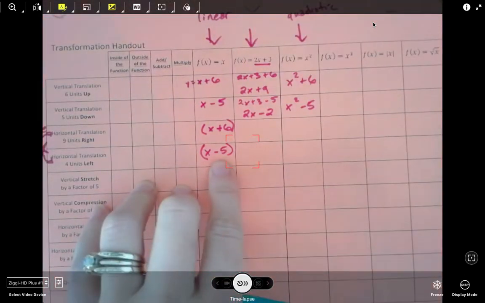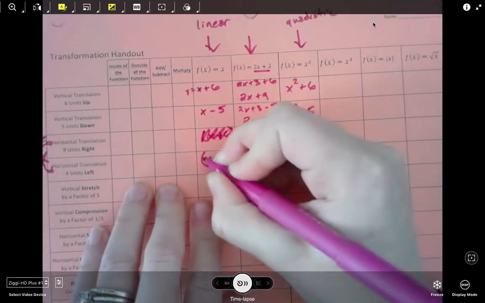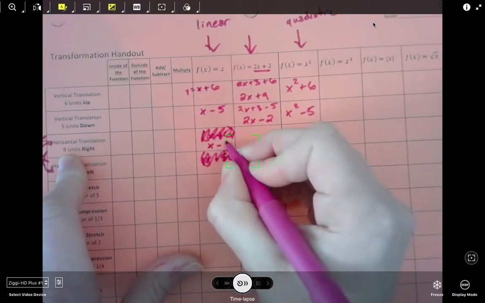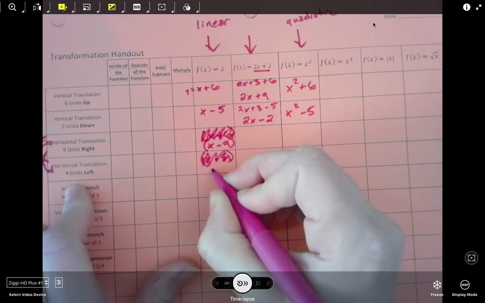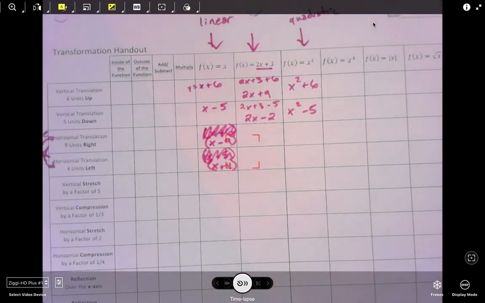Did you guys notice that? Because it's not 6, it's 9, and it's supposed to be minus instead of plus. So I did that wrong. 9 units right will actually be x minus 9 in parentheses. And 4 units left is x plus 4 in parentheses. Does that make better sense? I'm trying to change the rules on you and it's not changed.